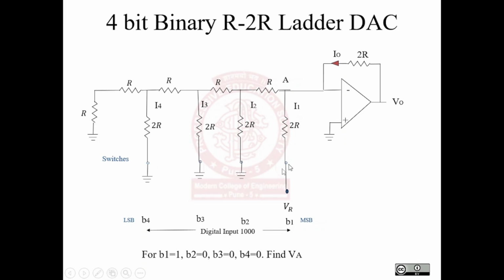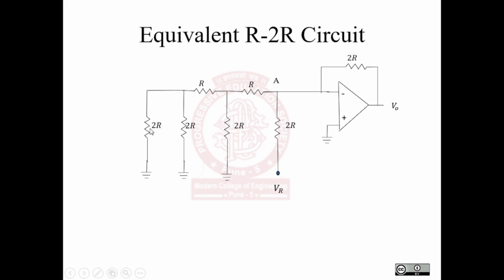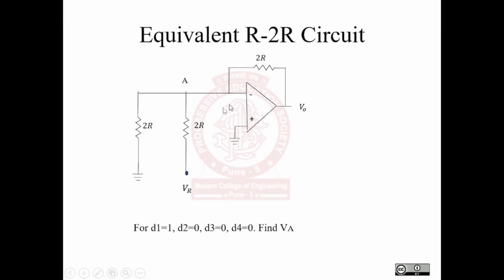If we consider this circuit, here R and 2R are in series, so it will be 2R. 2R and 2R in parallel comes out to be R. Again, R plus R will be 2R. 2R, 2R parallel combination will give us R. R in series with this R will give us 2R. 2R and 2R will give us R. Again, this R and R are in series, so it will be 2R. So this is the equivalent circuit for finding out VA.